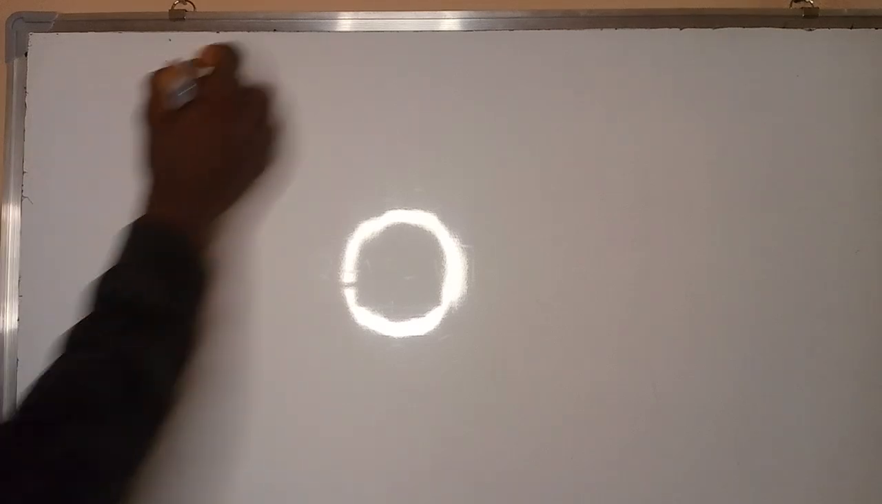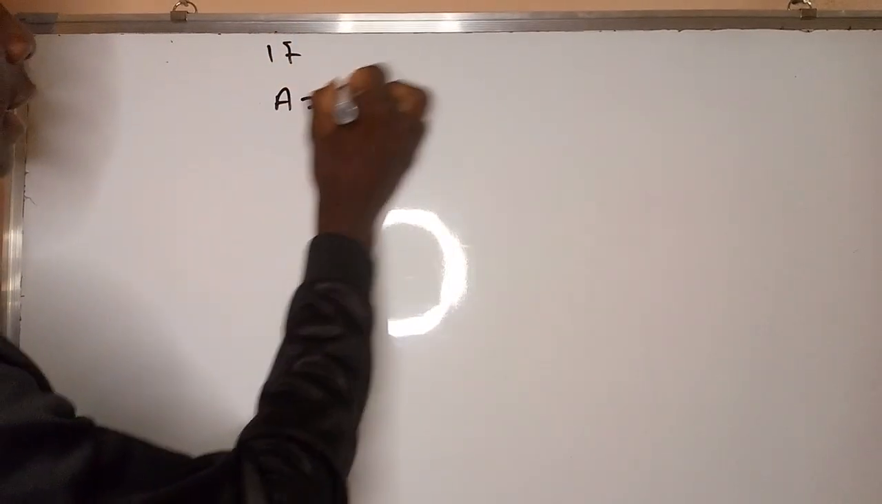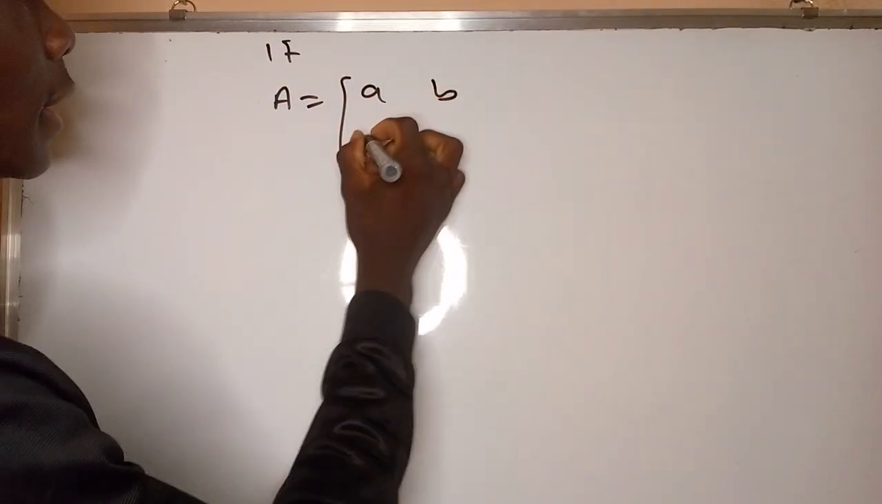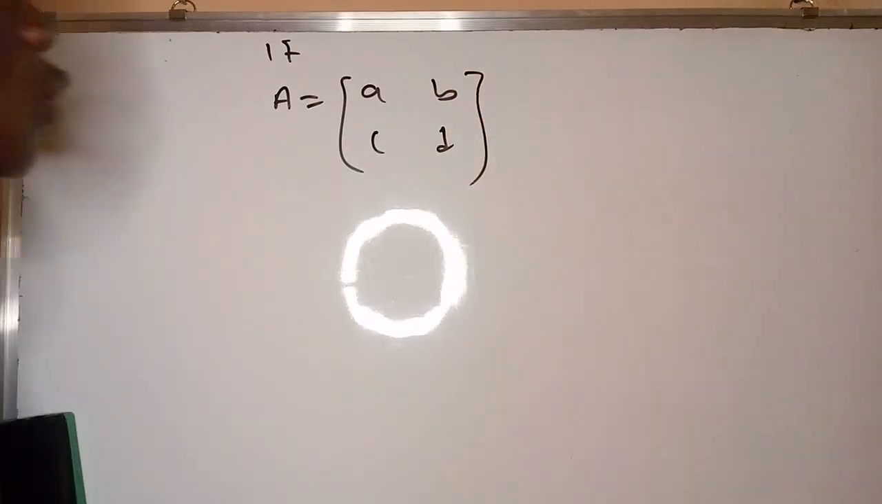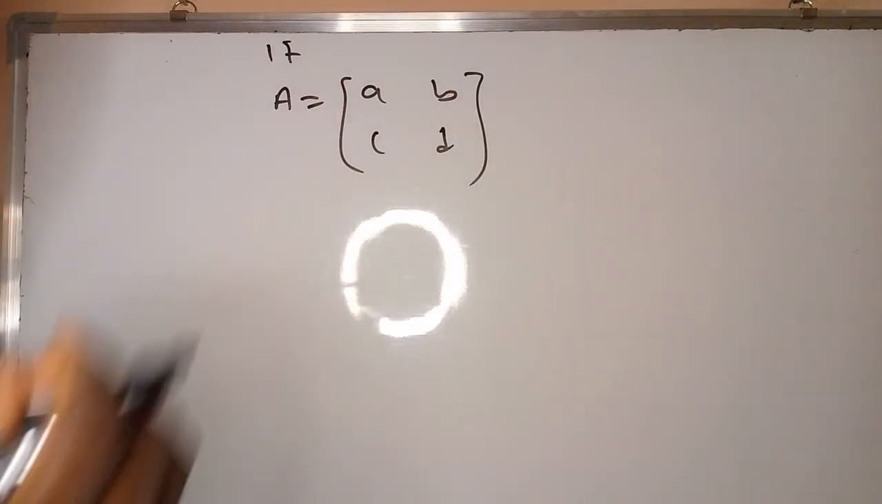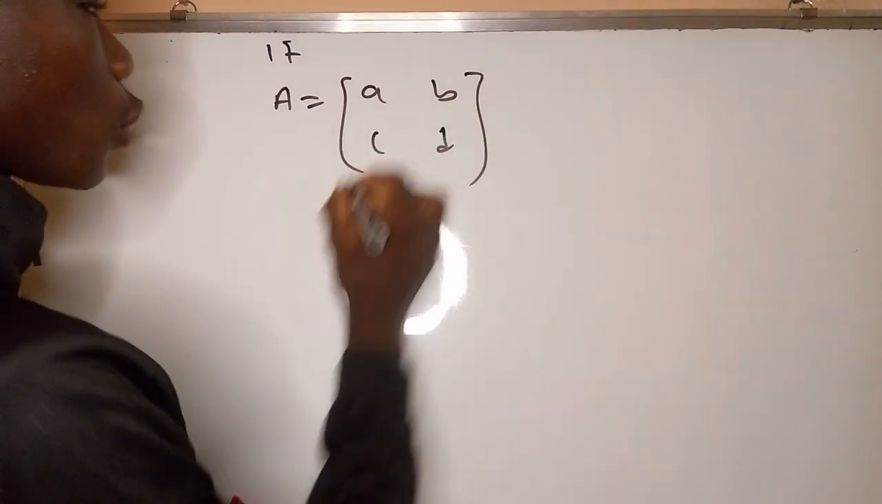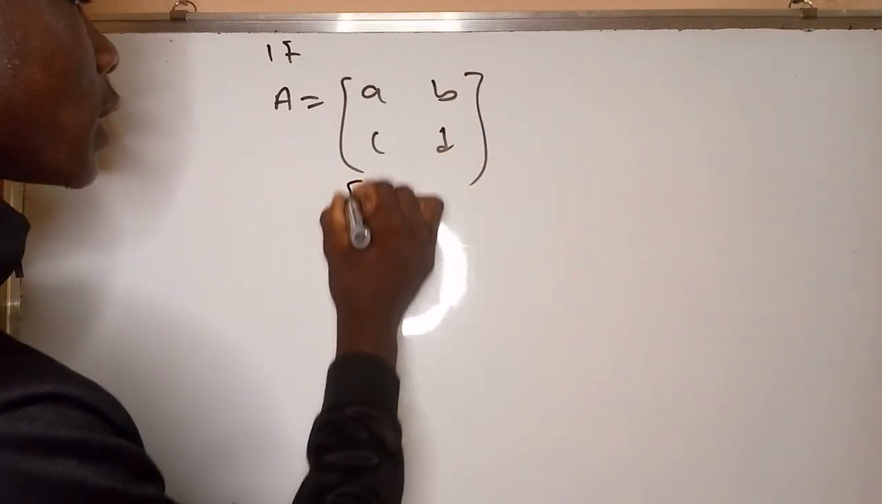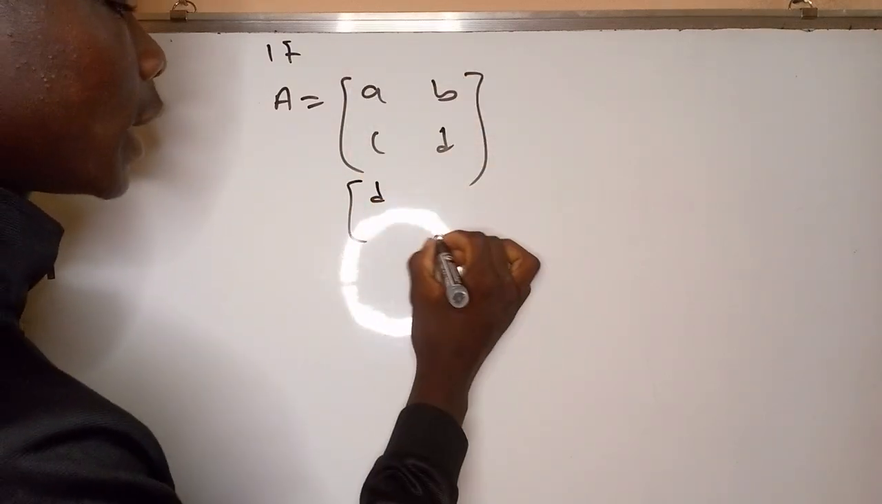So let me show you how to find the inverse of a 2 by 2 matrix. So first, if A is equal to the matrix with entries a, b, c, and d, to find the inverse of a 2 by 2 matrix, you have to swap the a and d. It will become d and it will become a.